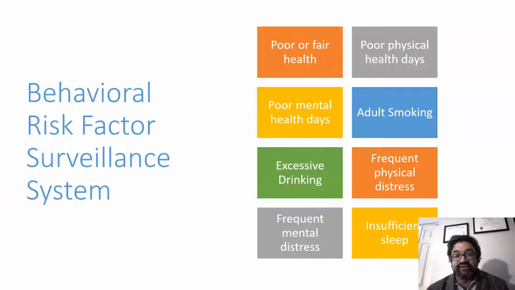Then one of the major nationally representative data sets is being used. Not all the measures from there, but 8 of the measures are being used in county health rankings, as follows: poor or fair health, poor physical health days, poor mental health days, adult smoking, excessive drinking, frequent physical distress, frequent mental distress, and insufficient sleep.